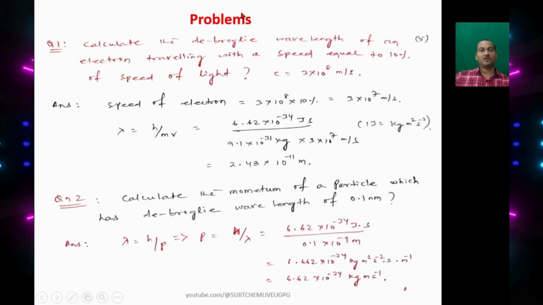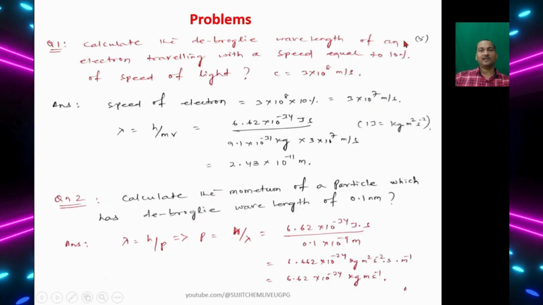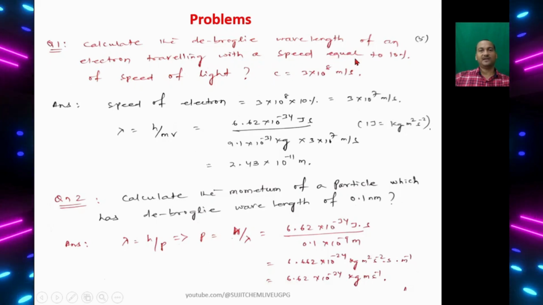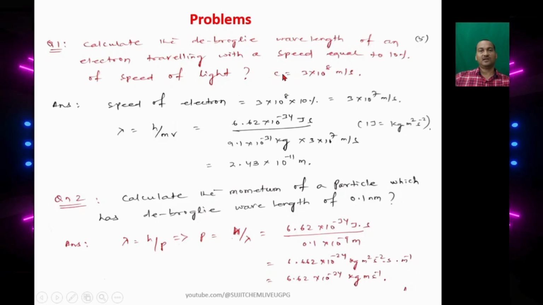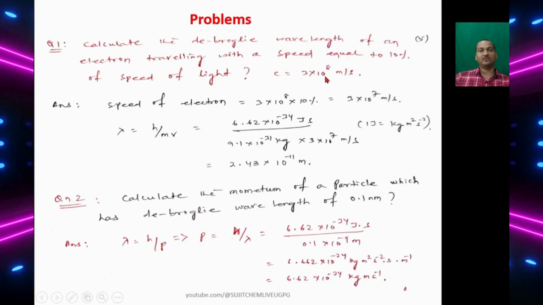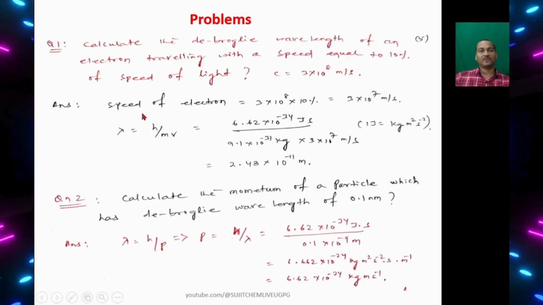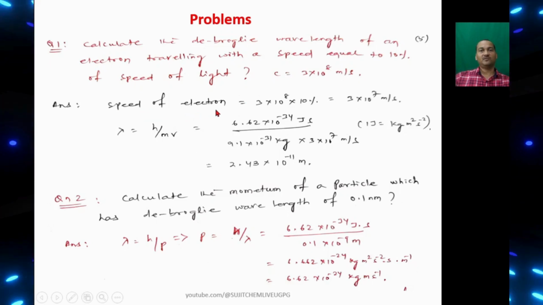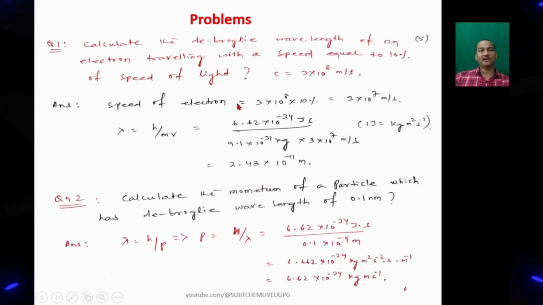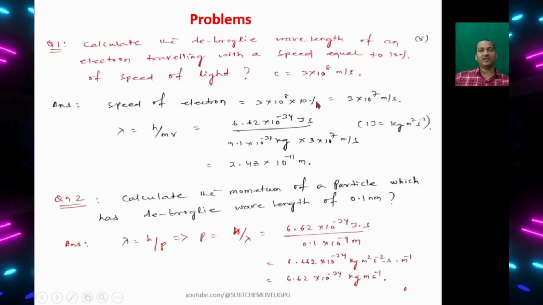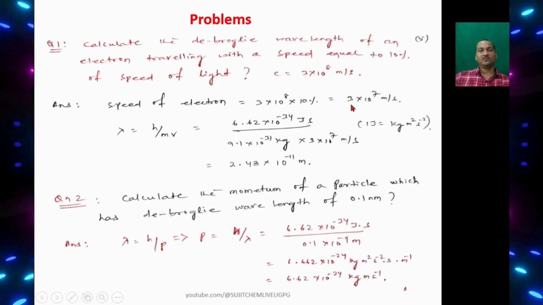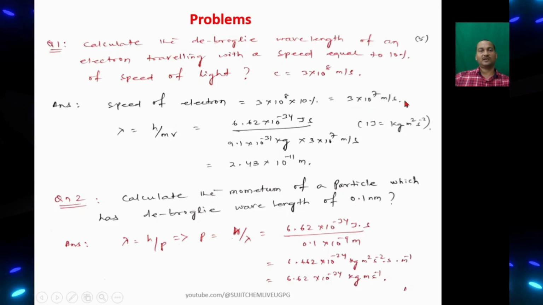So let's try some problems. Calculate the de Broglie wavelength of an electron traveling with a speed equal to 10% of the speed of light. So c equal to velocity of light, that is 3 into 10 to the power 8 meter per second. So the speed of the electron will be 10% of the speed of light. So 3 into 10 to the power 8 into 10%, that means equal to 3 into 10 to the power 7 meter per second.